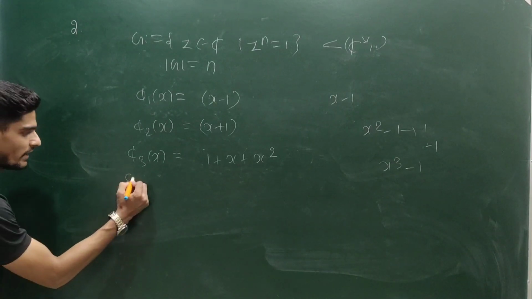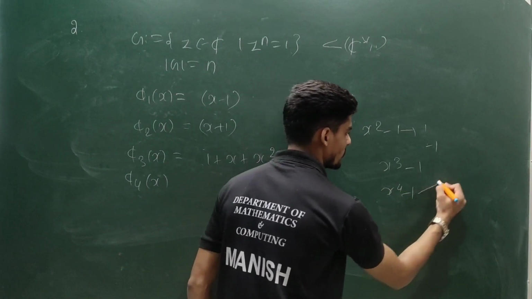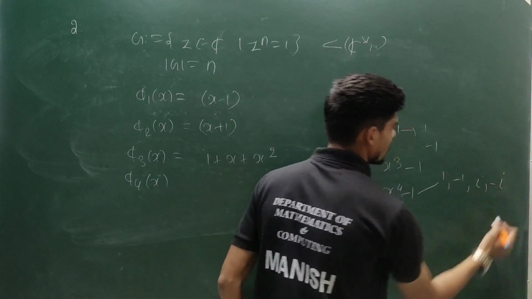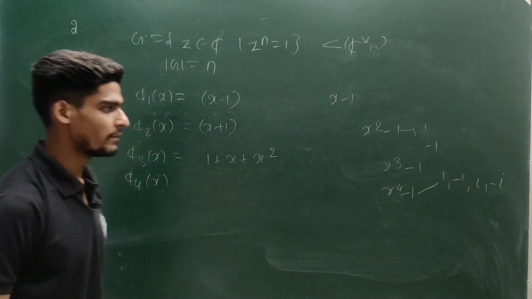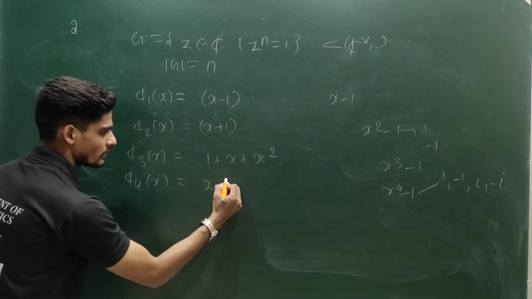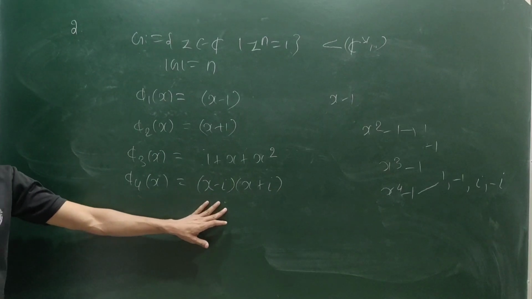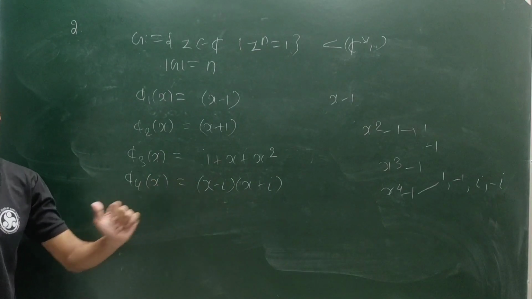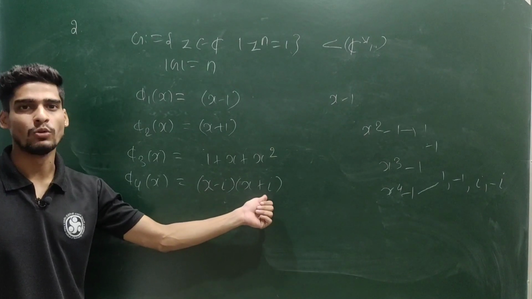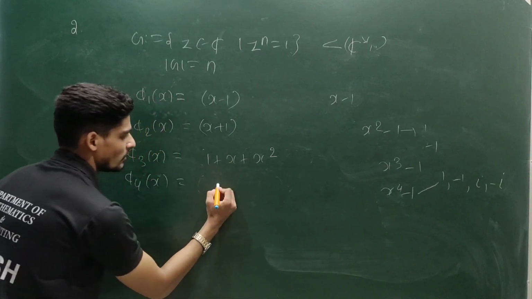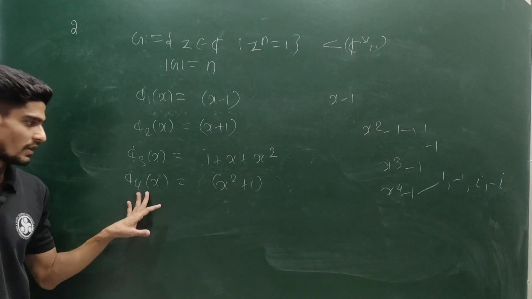If you want to find phi 4 x, you have the equation x power 4 minus 1. So the roots are 1, minus 1, iota, minus iota. But iota and minus iota are of order 4. So these two are fourth primitive roots of unity. So you have to write (x minus iota)(x plus iota). But again you cannot write the polynomial over C, you have to write the polynomial over Q, and iota and minus iota are not inside Q. So you have to manage those. So you can write x square plus 1. So this is my phi 4 x.